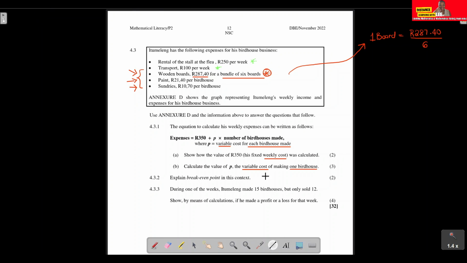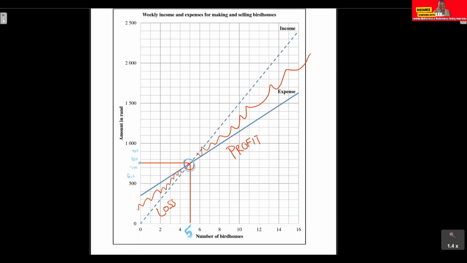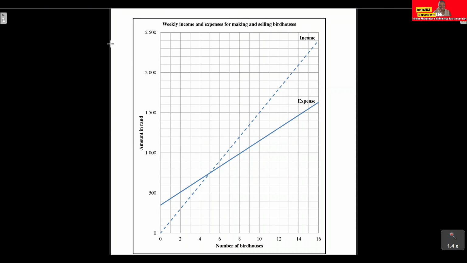However, even though he made 15 bird houses, so we need to think of the expenses for 15 bird houses, and he only sold 12, so we need to think of the income of the 12. So we're going to use our graph to determine what are the expenses and what is the income. Okay, so if he made 15 bird houses, what is his expense? I'm just going to quickly erase everything here. He made 15 bird houses, so that's 14, that's 15, that's 16. We're increasing by 1 unit.